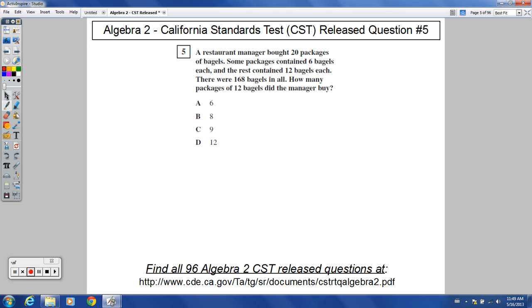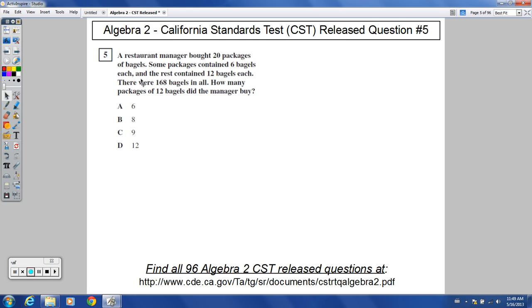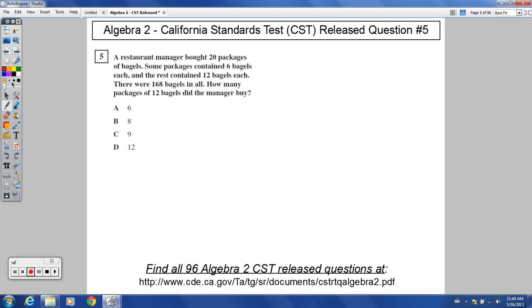So we've got two different kinds of packages of bagels here. I'm going to move this over to give myself a little more space. We've got packages that contain 6 and packages that contain 12. So let's give those different things some different variables. I'll go with S is going to equal the number of 6 bagel packages, and T for 12. So S for 6, T for 12. I should say bagel, not bagels. There we go. 12 bagel packages.